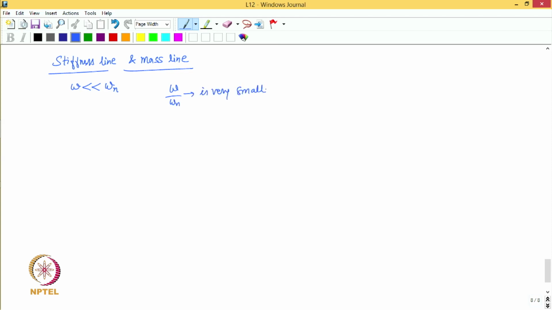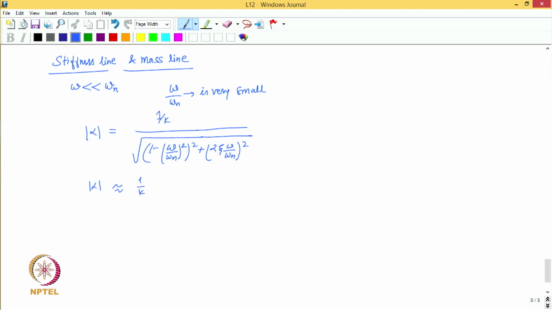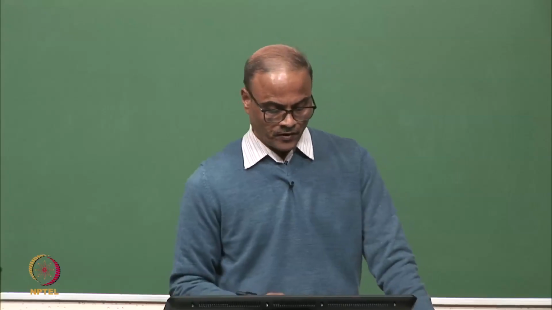Okay. So, let us see how we can approximate the FRF magnitude. Let me write that expression again here: 1 by k in the numerator, and then we have the square root of 1 minus omega upon omega n square, whole square, plus 2 zeta omega upon omega n square. If omega upon omega n is very small, then the FRF magnitude can be written approximately as 1 by k, because in the denominator, when omega upon omega n is very small, the denominator tends to become equal to 1.